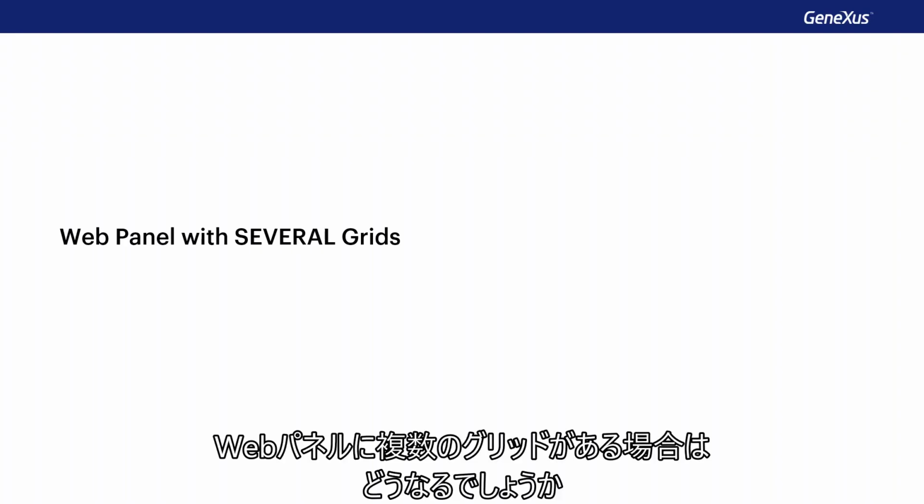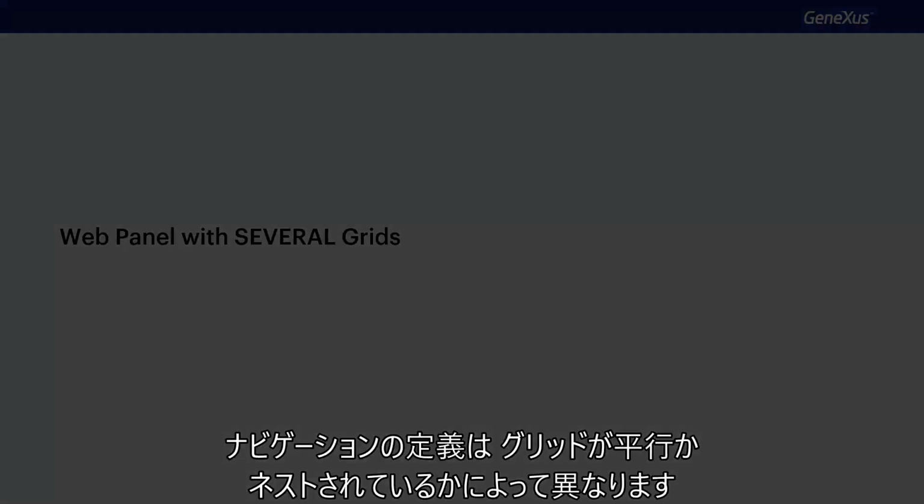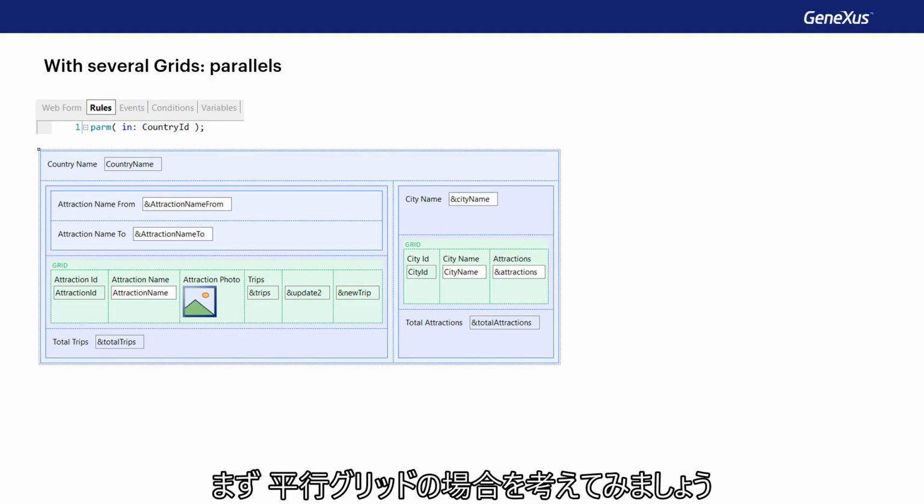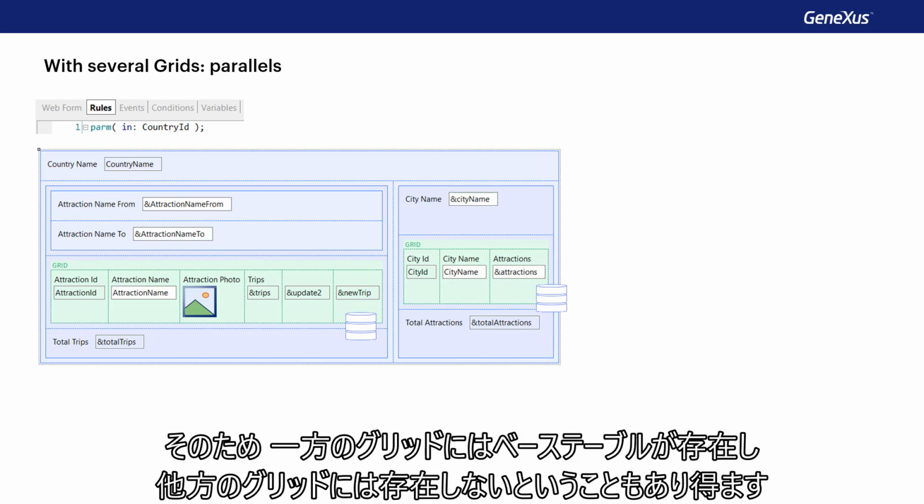So what happens when a web panel has more than one grid? In that case, it's not possible to consider the base table of the web panel, but rather that of each grid. The definition of navigations will depend on whether the grids are parallel or nested. Consider the case of parallel grids in the first place. Each grid will determine its own navigation independently from the other. So, it's possible that a base table exists for one grid and not for the other.